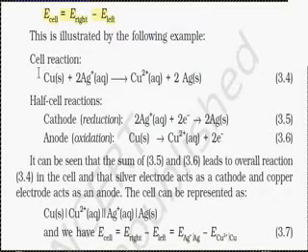There is an example: the cell reaction Cu + 2Ag+ gives you Cu2+ + 2Ag. Now we can write down the half reactions. The cathode undergoes reduction, as you know. So over here Ag+ undergoes reduction. So you can write down 2Ag+ + 2 electrons gives you 2Ag.